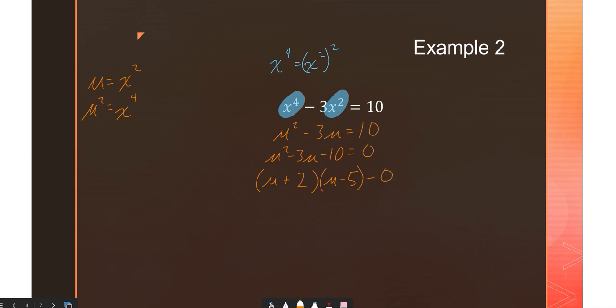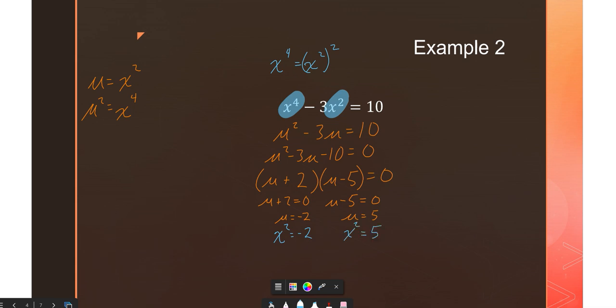Alright, so now when I go ahead and make my two equations, I get u plus 2 equals 0, u minus 5 equals 0. So I can subtract 2 from both sides and get u is equal to negative 2, or add 5 to both sides and get u is equal to 5. But just like before, I need to consider the fact that I need to replace them with x squared. So really we have x squared equals negative 2 and x squared is equal to 5.